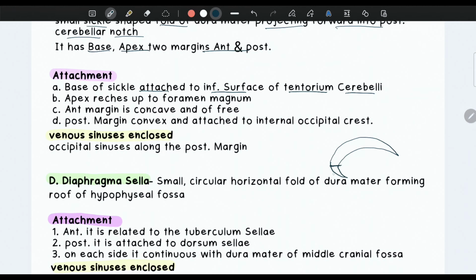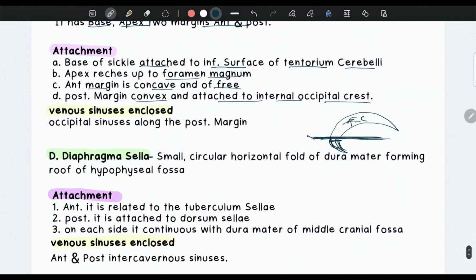So the base of the sickle is attached to the inferior surface of the tentorium cerebelli. This is the tentorium cerebelli where the base is attached. The apex reaches the foramen magnum. Then the anterior margin is concave and free. This is the anterior margin, and the posterior margin is convex and attached to the internal occipital crest. This is the posterior margin. The venous sinuses enclosed are the occipital sinuses along the posterior margin.